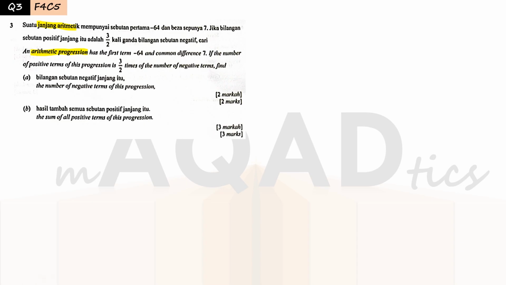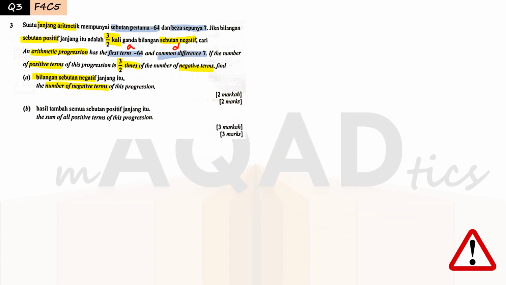This means if you want to go from one number to the next number, we need to add or minus a number. For this progression, we have two important pieces of information. The first term, which is our a, is -64, and the common difference, which is d, is 7. It also says that the number of positive terms in this progression is 3 over 2 times the negative terms. So this means the positive terms are more than the negative terms by 3 over 2 times. For part A, we need to find the number of negative terms.